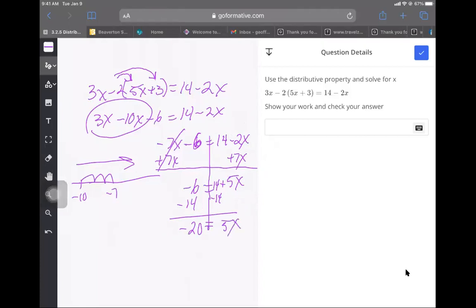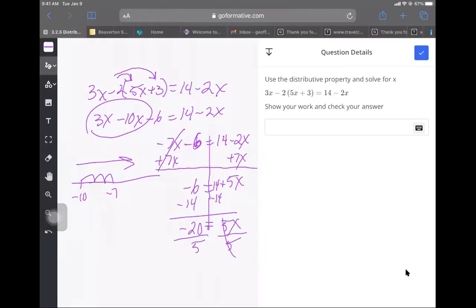Now, how do I undo this? I want to get the x by itself. What am I going to do? Who remembers? How do I get this number off? Divide both of them. Yes, remember, this is a multiply. This is 5 times x, and that is equal to this. And we undo multiply by divide. So I'm going to divide both sides by 5.